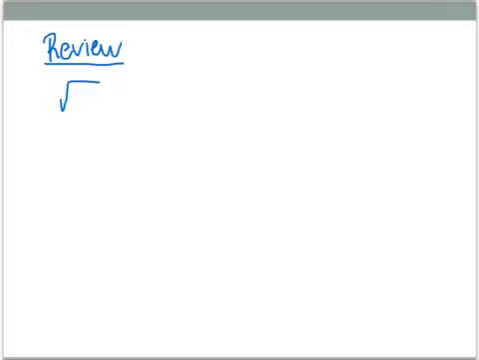Okay, so let's say I have the nth root of b. Well, that n, whatever root I'm doing, the value for n is called your index. And whatever expression is underneath the radical sign is called your radicand.